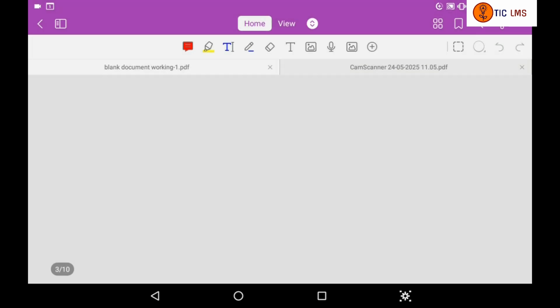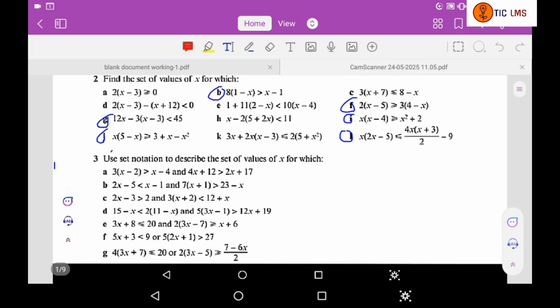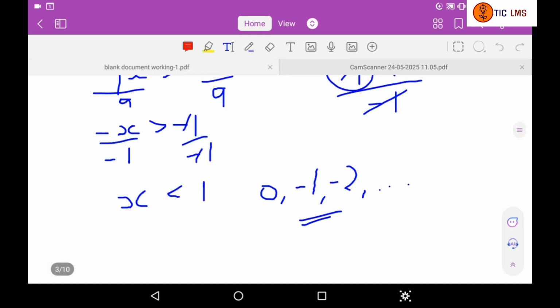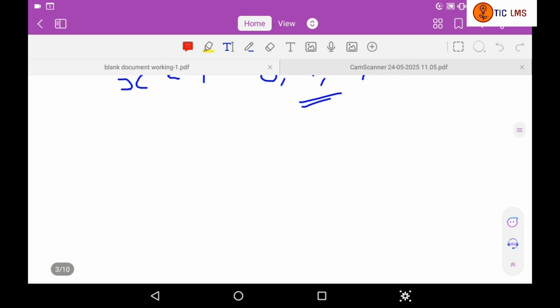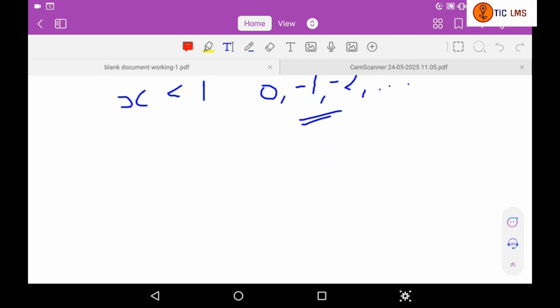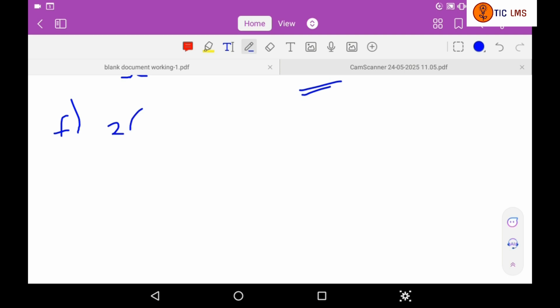Now let's look at the second one, that's the 2f. Here we have 2 into bracket x minus 5 greater or equal to 3 into bracket 4 minus x. So we'll be a little bit faster here. So here we have it: 2 into brackets x minus 5 greater or equal to 3 into bracket 4 minus x.